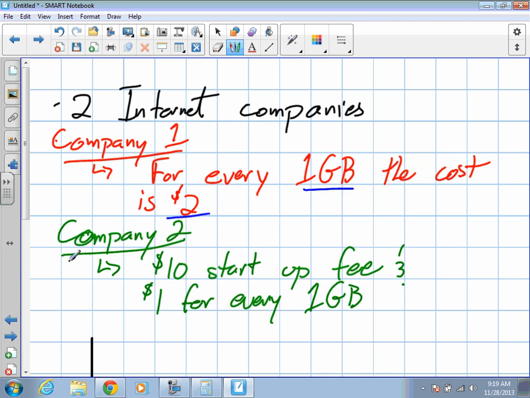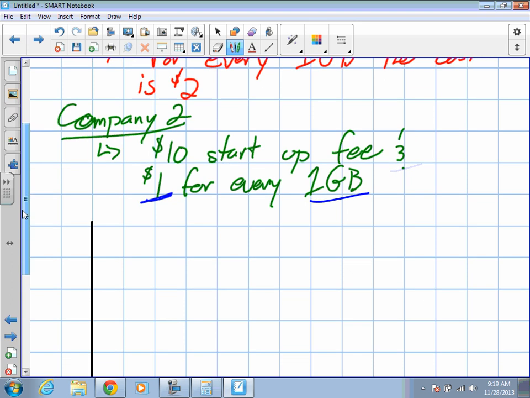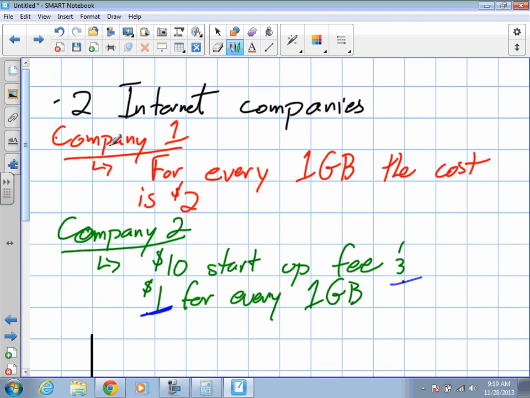Company 2, there is a $10 startup fee, and then for every 1 gigabyte used, it costs $1. Okay? So let's go about setting up a graph, and actually in order to do that, we're going to need an independent and a dependent variable. What is our independent variable, Travis?